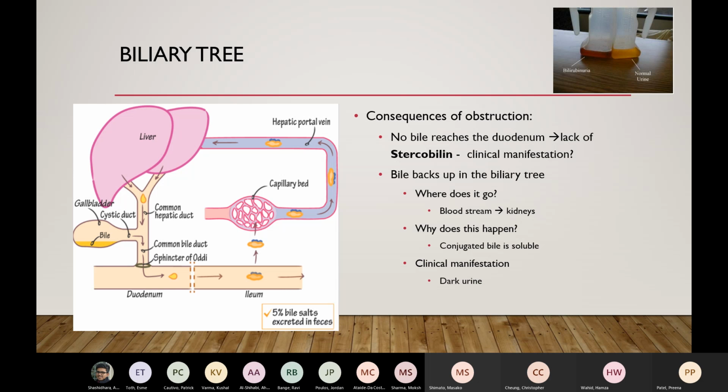Okay, so your bile backs up. The clinical manifestation is pale stools. The next thing that happens is if you don't have any bile flowing out through this tube, it's going to back up behind the obstruction. So where's it going to go? Where can it go? Can it go back into the gallbladder?